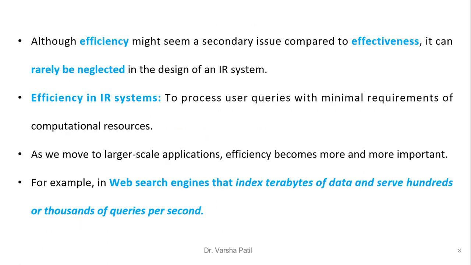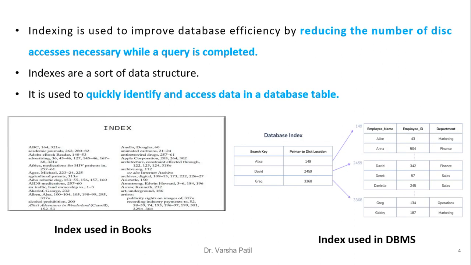Efficiency might seem a secondary issue when compared to effectiveness, but it can rarely be neglected in the design of an IR system. Efficiency in an IR system means processing user queries with minimal requirement of computational resources. As we move to larger scale applications, efficiency becomes more and more important. For example, in a web search engine that indexes terabytes of data and serves hundreds or thousands of queries per second.